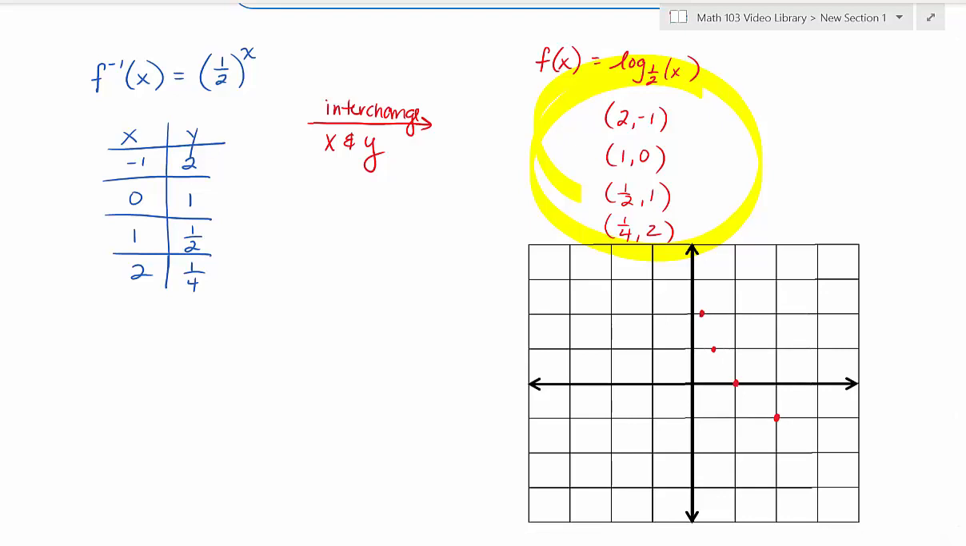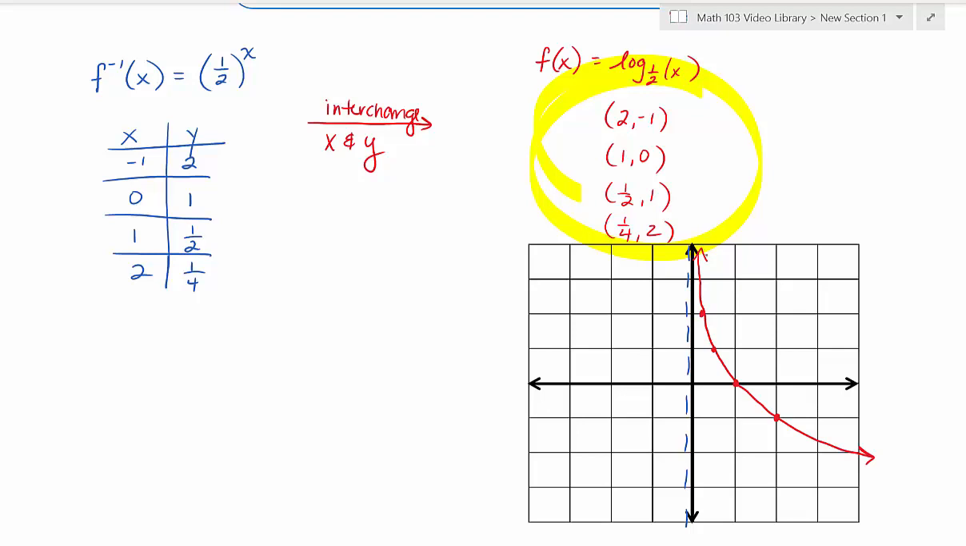Recall that our logarithmic functions have a vertical asymptote on the y-axis. These 4 points need to connect, and one end of our graph has to tend towards the vertical asymptote. It's definitely going to be the end that's already close to it. And there's the graph of f of x equals log base 1/2 of x.